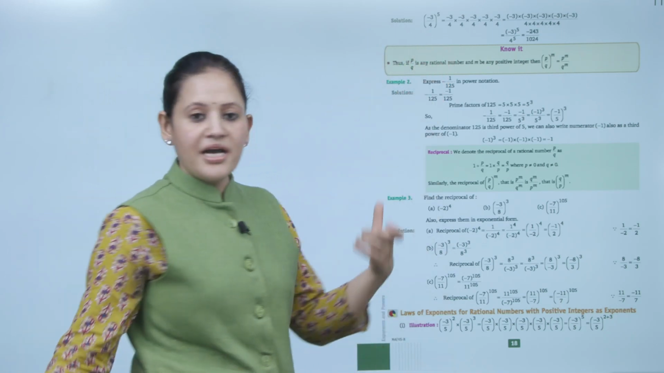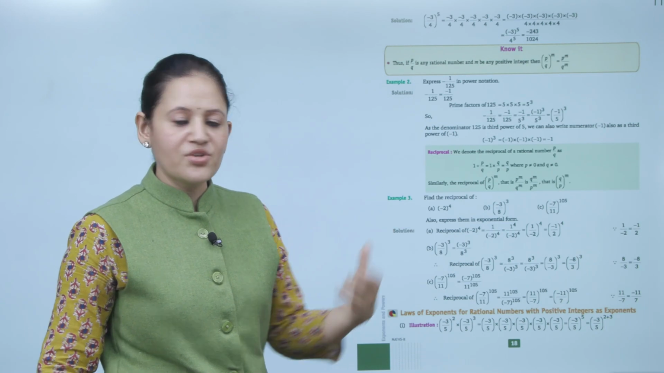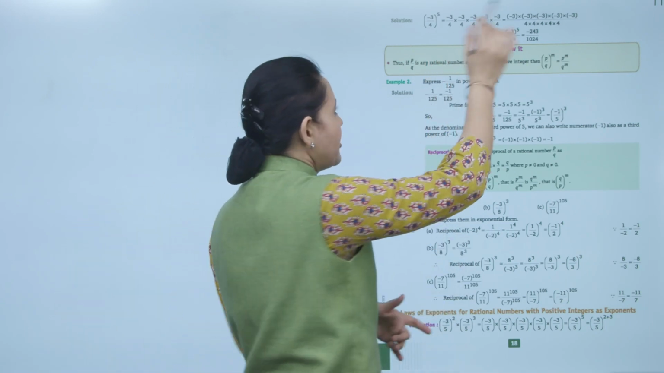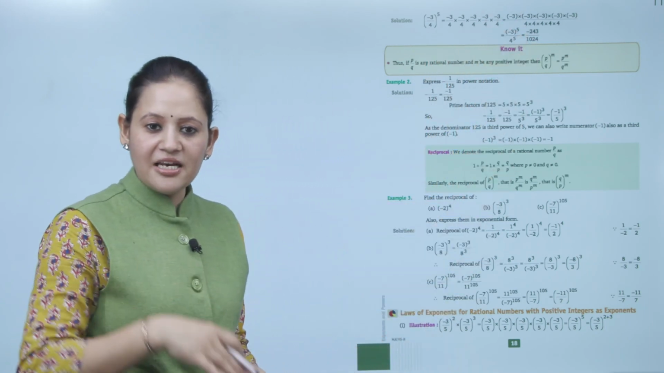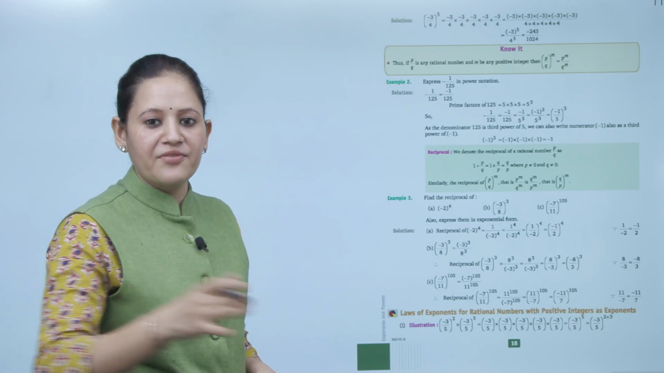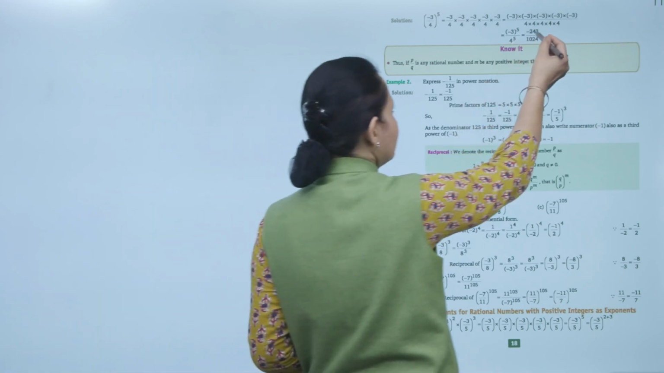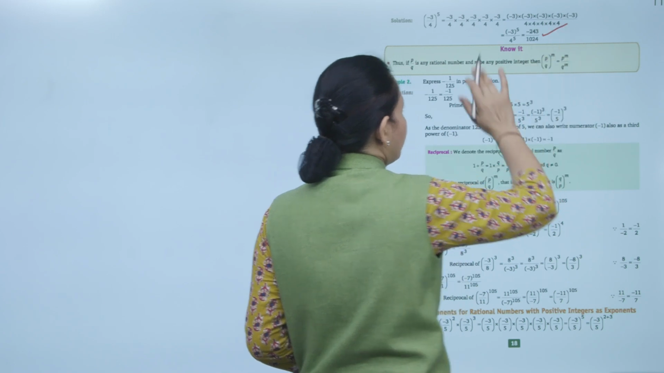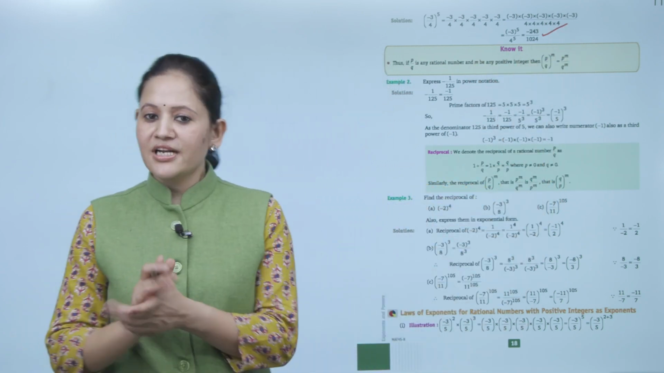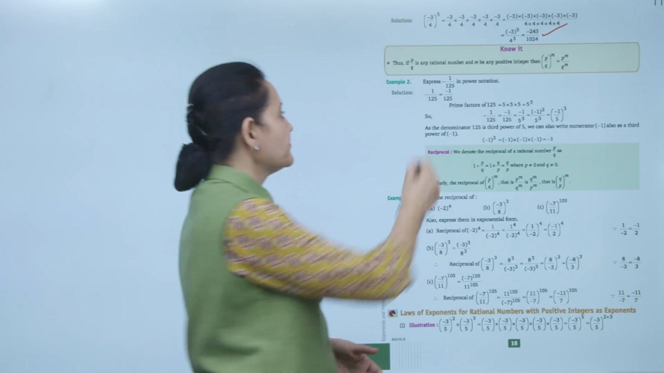What we have done: minus 3 upon 4 to the power 5, so we have multiplied minus 3 by minus 3, 5 times, and in the denominator 4 multiplied by 4, 5 times. So that is equal to minus 243 upon 1024. Clear? Next is Know it.